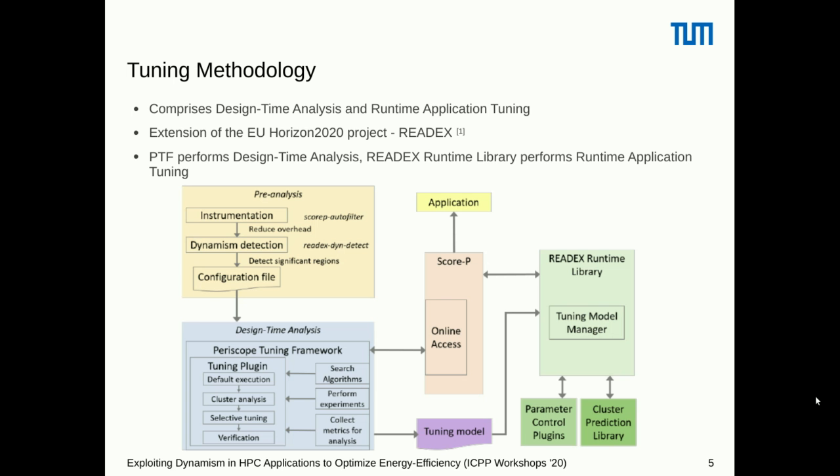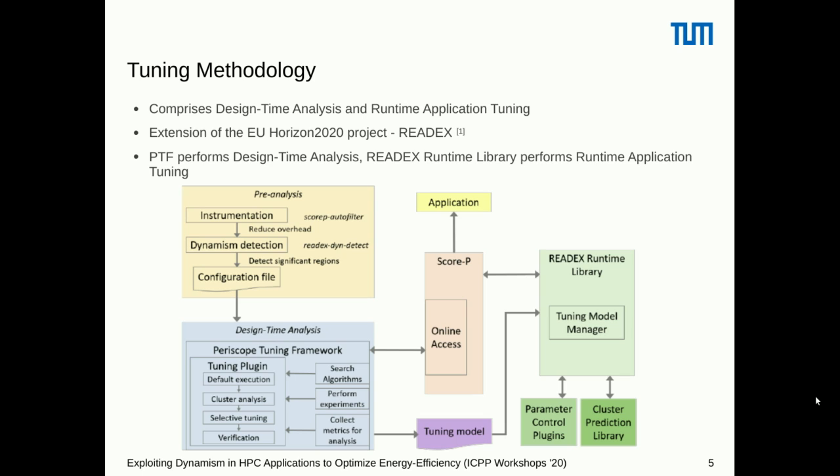In this paper, we expand on the work done in the EU Horizon 2020 READEX project and present a plug-in-based auto-tuning approach to dynamically switch hardware parameters such as CPU and uncore frequency, and system software tuning parameters such as the number of OpenMP threads, at runtime. The two-stage methodology consists of the design time analysis and the runtime tuning stages. Score-P is used as a common instrumentation and measurement infrastructure.